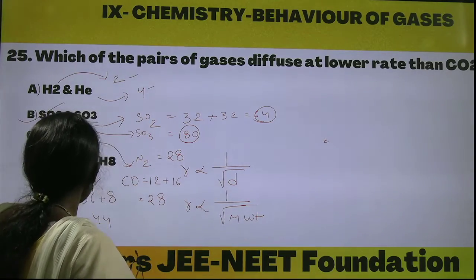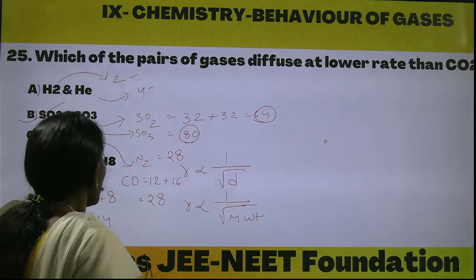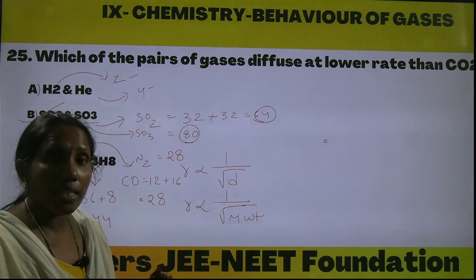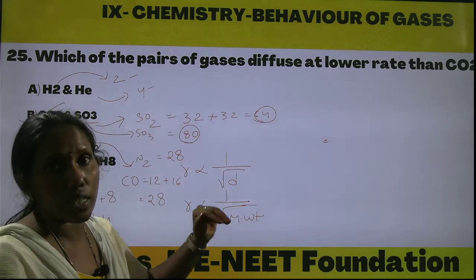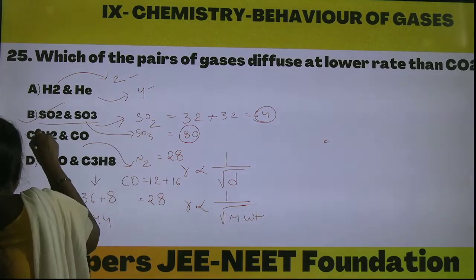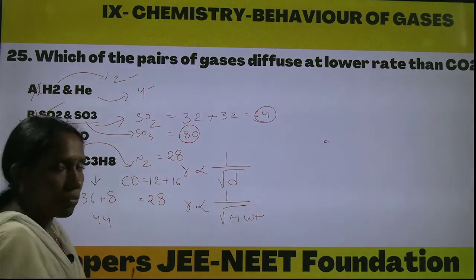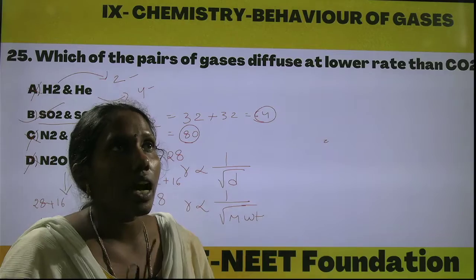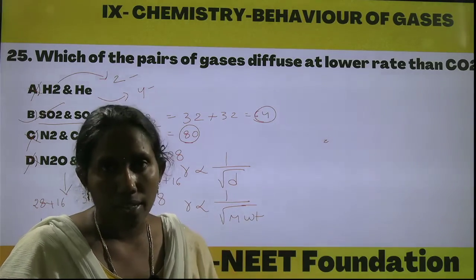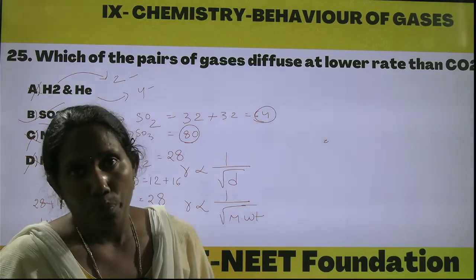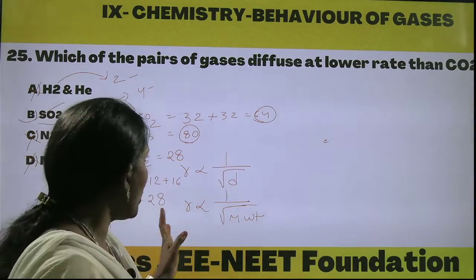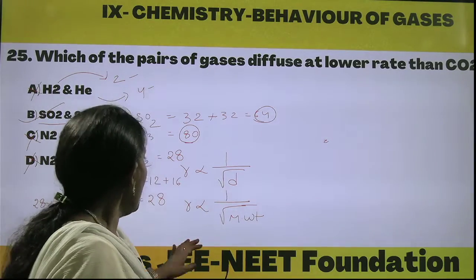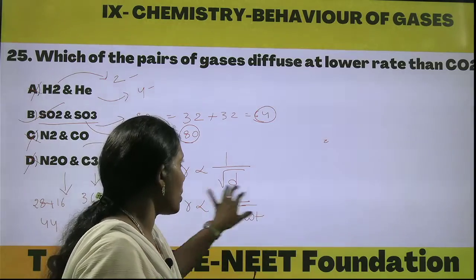Let's check the remaining options also. Nitrogen and carbon monoxide: nitrogen molecular weight is 28, carbon monoxide is also 28, which is lesser than CO2. So they will diffuse faster than CO2. So not C and D options either. Our option is B. This question is explained based on molecular weights. Which has the higher molecular weight, they will diffuse lesser. Which has more weight, they will run slow. The same law will be applicable here also: which gas has the higher molecular weight diffuses slower. Okay, is it clear? So come to the next question.